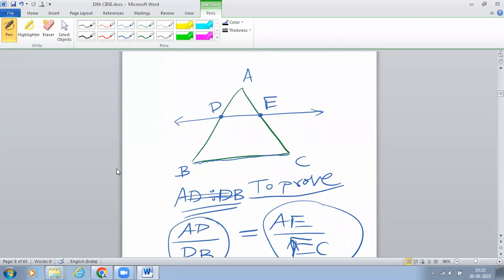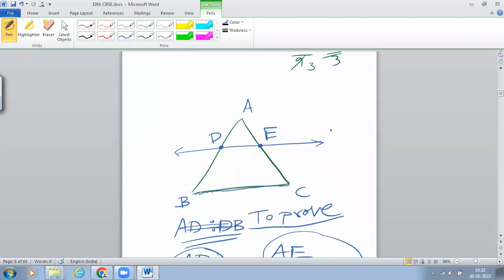Okay, now one thing you can do. See here, just near this diagram, please mention DE is parallel to which side? BC. Very good. DE is parallel to BC. This is the symbol to represent parallel, right? Two vertical lines. DE is parallel to BC. So please mention this now. Okay, that is enough.